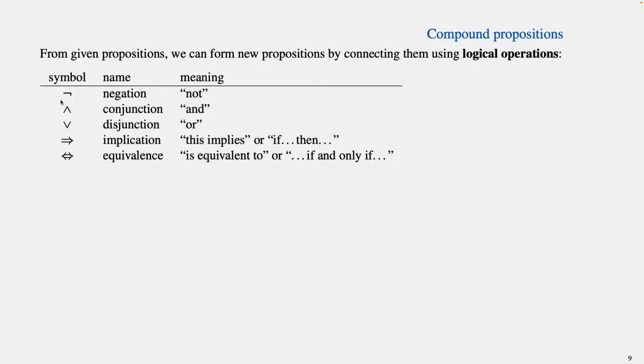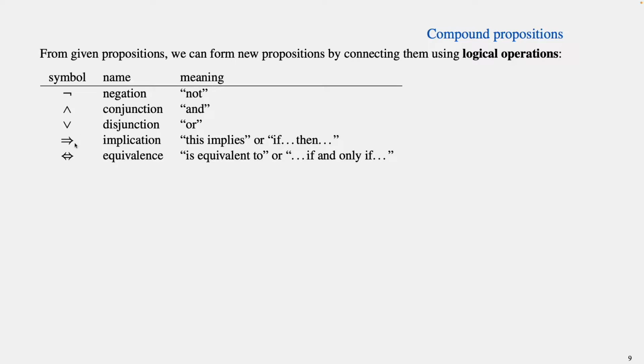The first one, with this little hook symbol, is the negation. It means not, so we get a proposition and it just assigns the opposite meaning to it. The next one, with a little hat as a symbol, is called the conjunction. It means and, so we combine two propositions with an and. Then we have this V-shaped operator, the disjunction, which combines two propositions with an or. So we say A or B when we use this symbol.